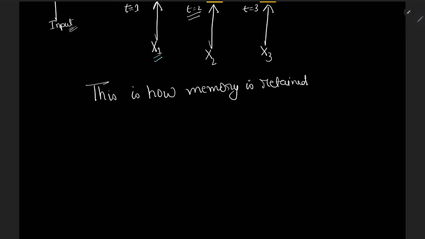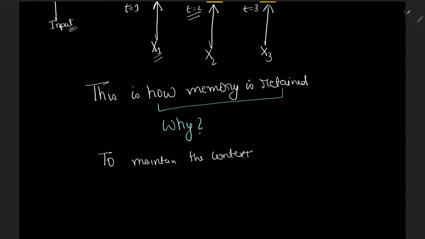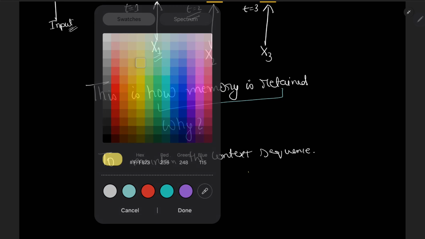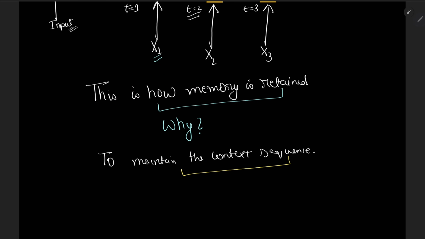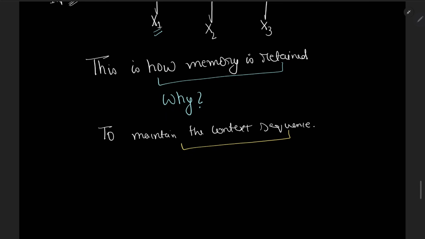Now one can again ask why we need to retain the memory along the sequence. What is the need for it? And the answer is to maintain the context of the sequence. To maintain the context of the sequence, we need to retain the memory along the sequence. That means to generate a contextually correct output, we need to maintain the context of the sequence.